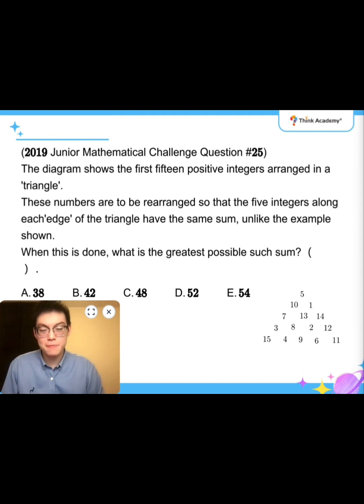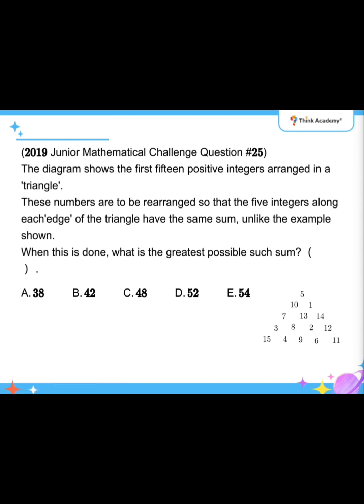And the last one. So I might just need to hide myself for now. The last one is just a number array question. So it belongs to miscellany and it's about the number arrays. We have 15 numbers there, and I want to rearrange them such that 5 integers along each edge have the same sum. And we want to know what is the greatest possible sum.